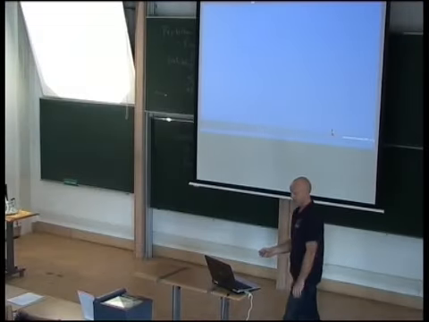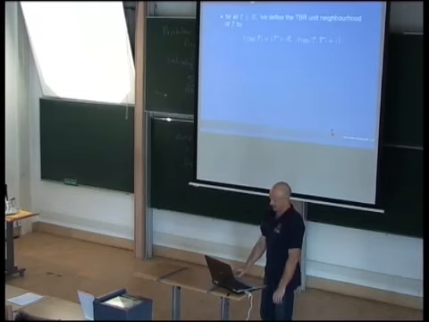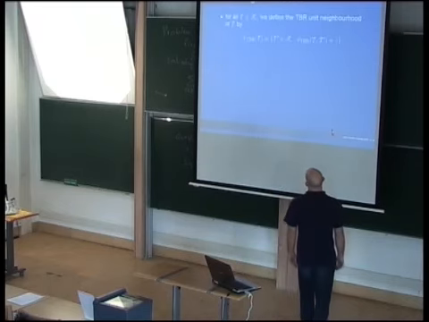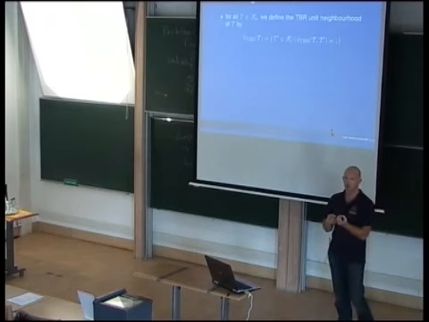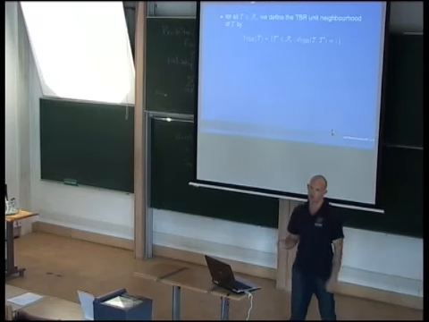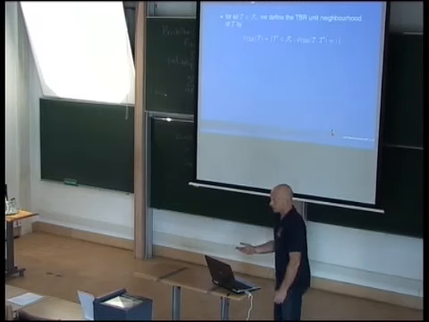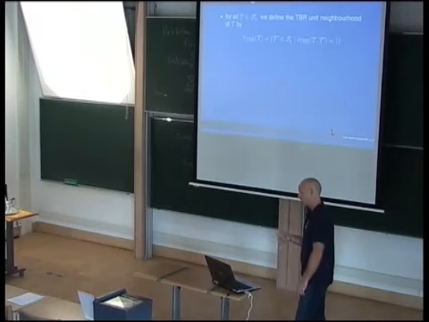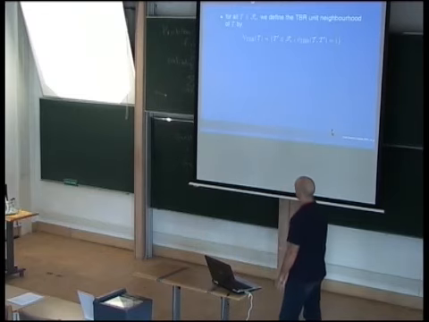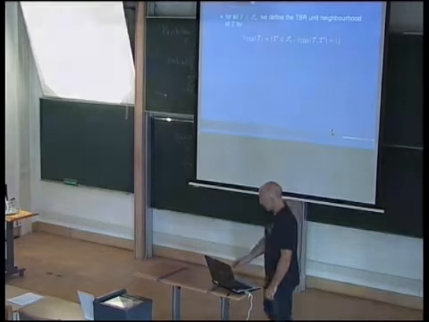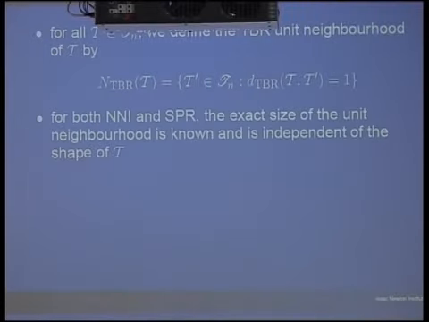So, borrowing more topological notation, we're going to talk about unit neighborhoods. Here is the definition: a unit neighborhood of a tree T is every possible tree in the space you can reach by one single TBR operation. And you can use this definition for NNI or SPR as well. Exactly the same definition, just a different subscript. For both NNI and SPR, this is already known.